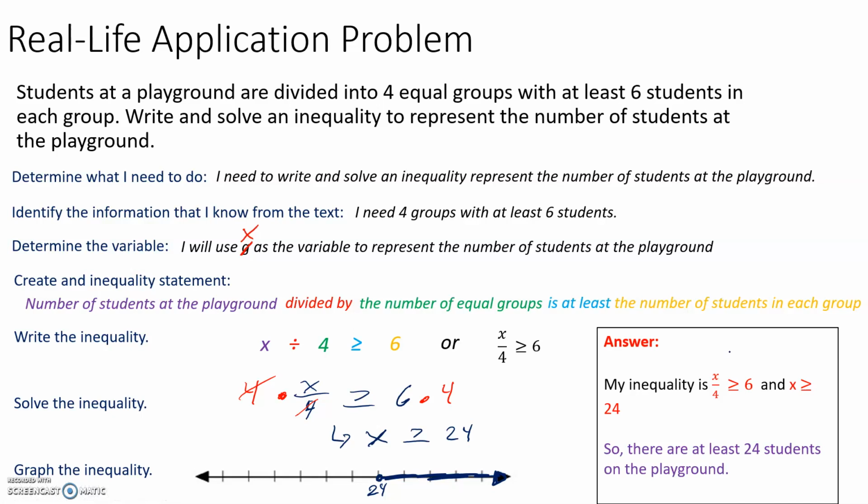So, to make sure my answer is clear, my inequality is X divided by 4 is greater than or equal to 6, and my solution is X is greater than or equal to 24. So there are at least 24 students on the playground in total.